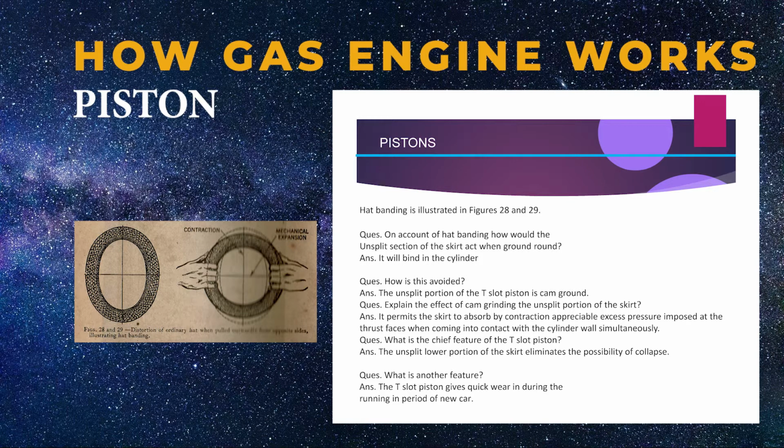Question: what is the chief feature of the T-slot piston? Answer: the unsplit lower portion of the skirt eliminates the possibility of collapse. Question: what is another feature? Answer: the T-slot piston gives quick wear-in during the running-in period of a new car.